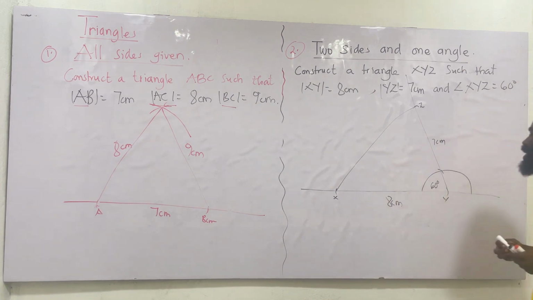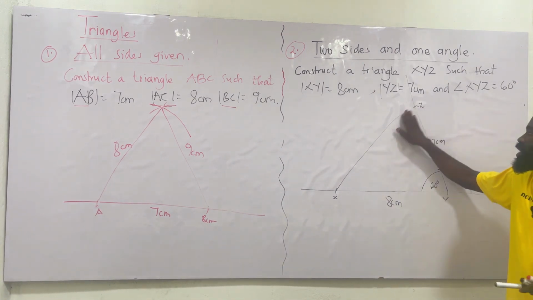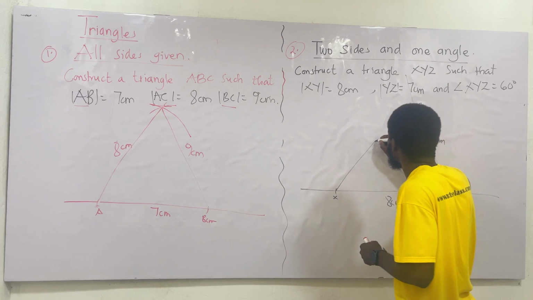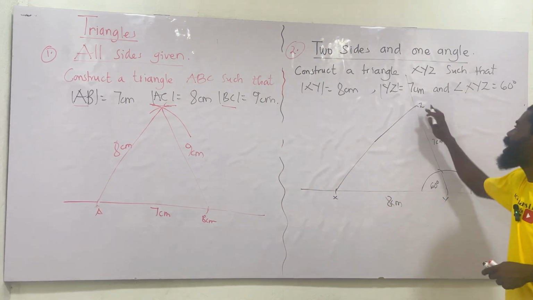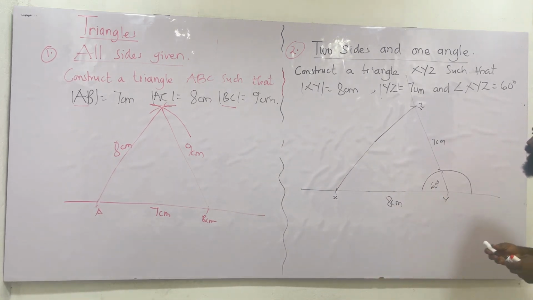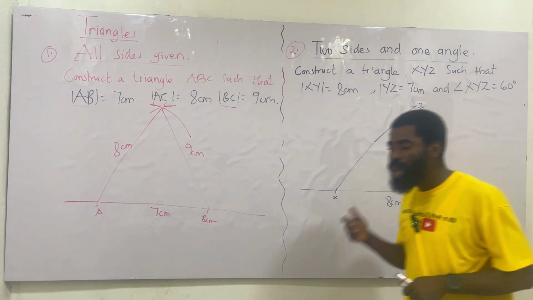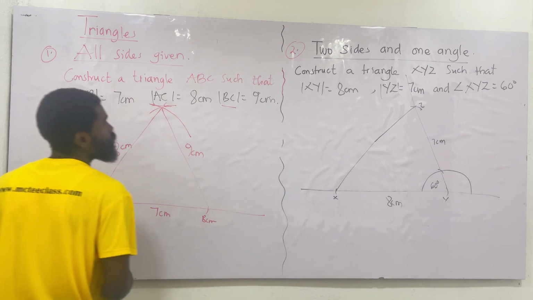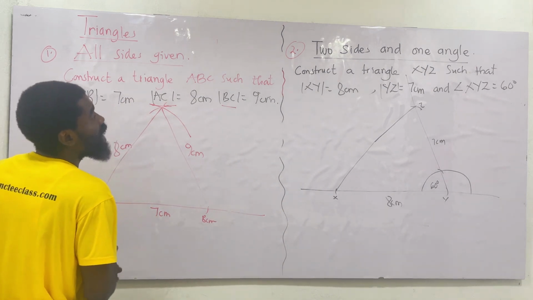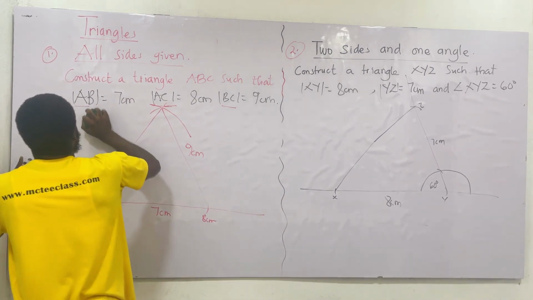The question now can tell you to measure ZX. This ZX doesn't look that straight at all. So let's straighten it. Okay. The question now can tell you to measure ZX. They need your arcs. Measure ZX. So this is how to construct a triangle with 2 sides and 1 angle. Now let's go to the next one.